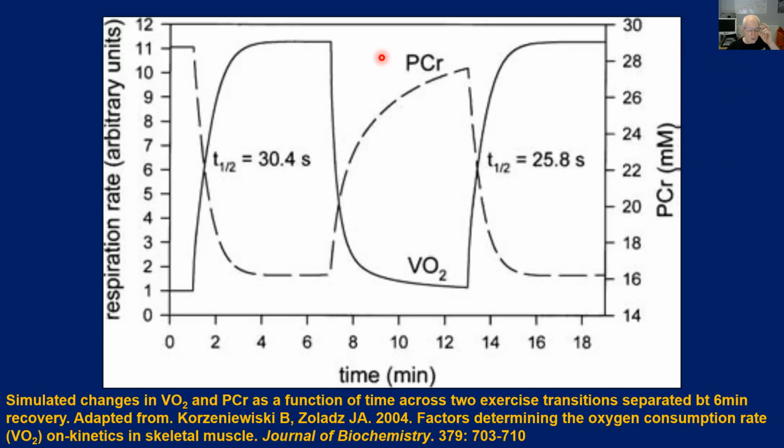And I thought this would be worth showing. So this is some data which fundamentally just shows for us, and these are simulated but they're quite neat, the changes in PCR and VO2 across 2 exercise bouts. So what you have here is the solid line is the VO2 response. So you've got here at baseline, VO2 rises, it reaches steady state. At the same time, the PCR concentration declines and it reaches its steady state.